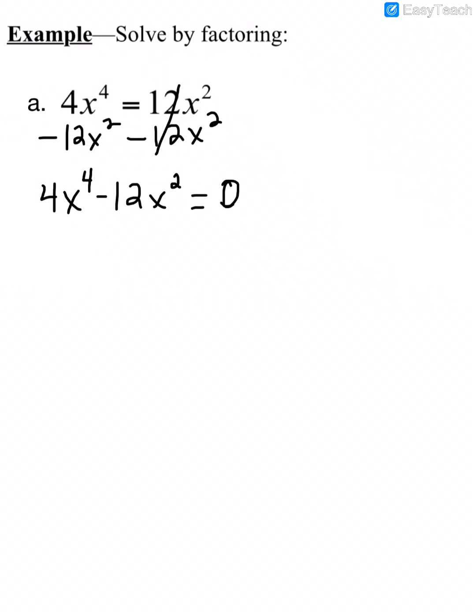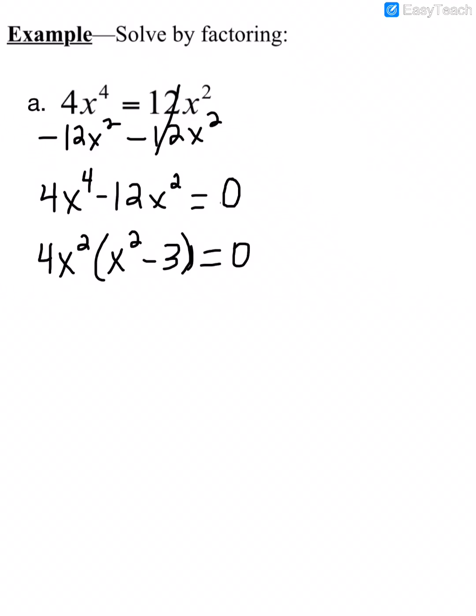Now that I have it in descending order, I'm going to factor. The first method of factoring that we always should try is to see if there's a greatest common factor. Is there a greatest common factor between these two terms? Yes, the greatest common factor would be 4x squared. So I'm going to factor out 4x squared, and I'm left with x squared minus 3.